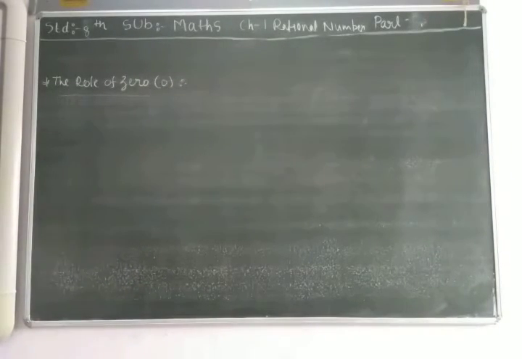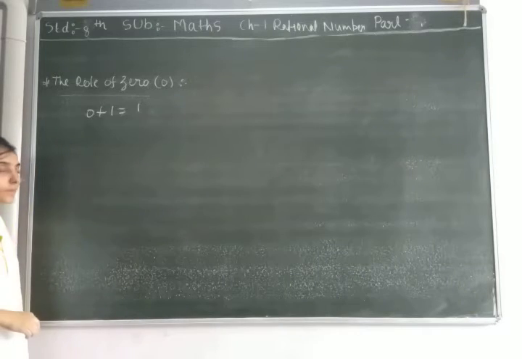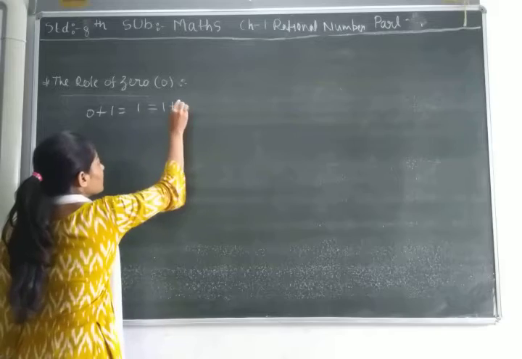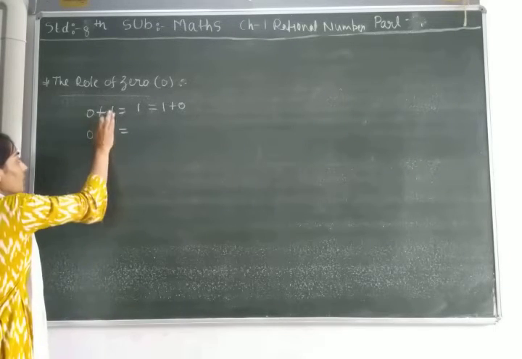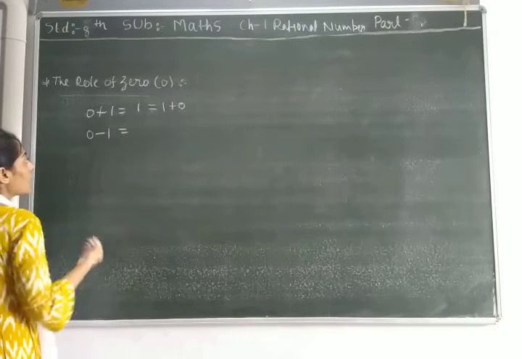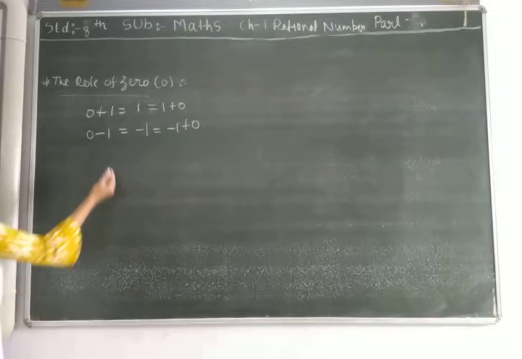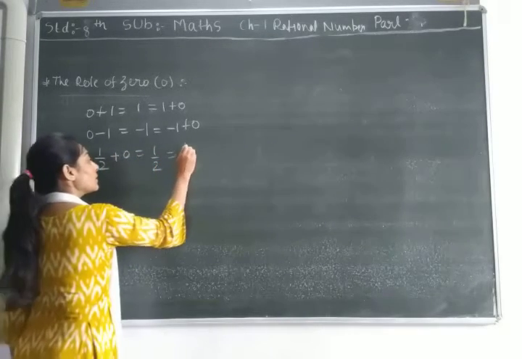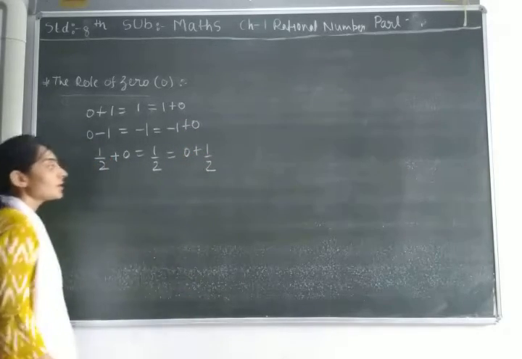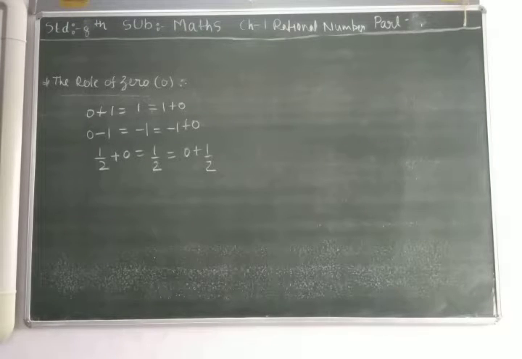We know that if you add 0 to any number, you will get that number only. Likewise, if you take any negative number, again I am getting -1 only. If I take 1/2 plus 0, I am getting 1/2. So what is the role of 0? The role of 0 says when you add 0 to any number, you will get that number only.